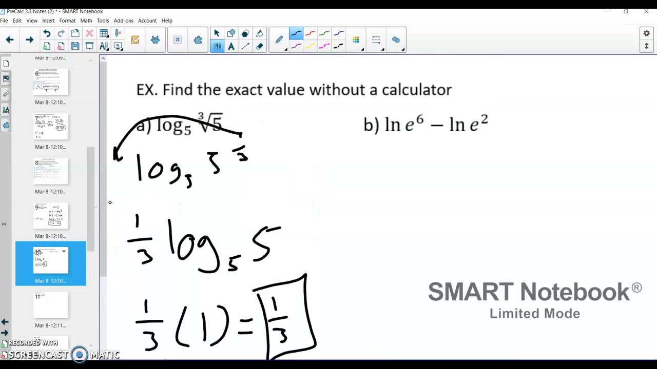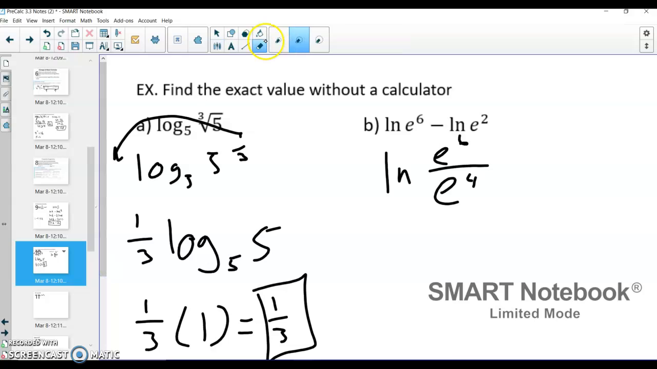Here we are going to actually use the opposite, and we're going to see that this is a subtraction, and we're going to turn it into a division problem. There are other ways to do this problem, but I want to show an example of combining. And so this is going to be the ln of e to the 6th divided by e to the 2nd. Sorry, e to the 2nd. Read it wrong.